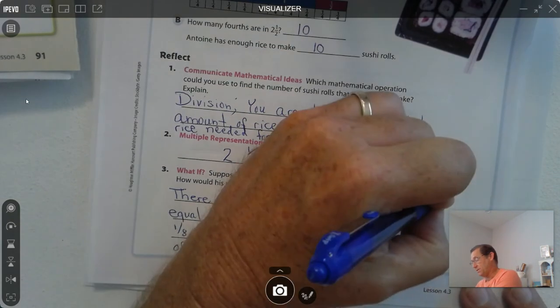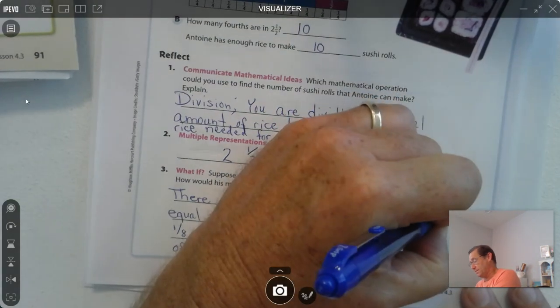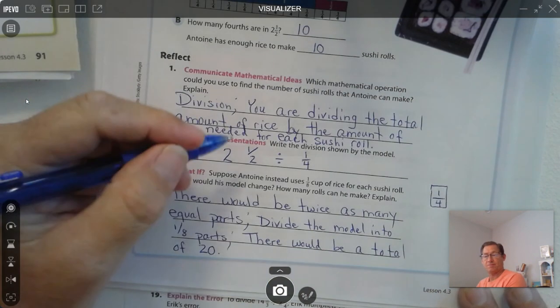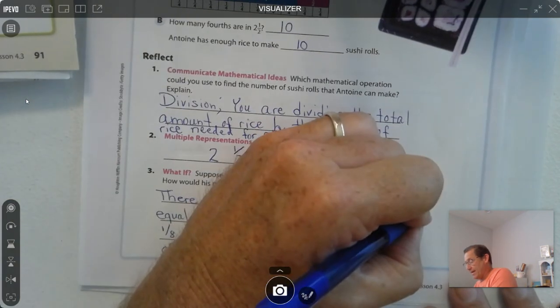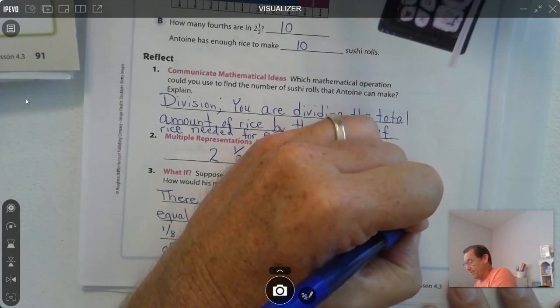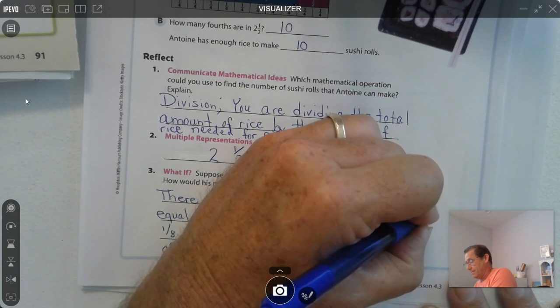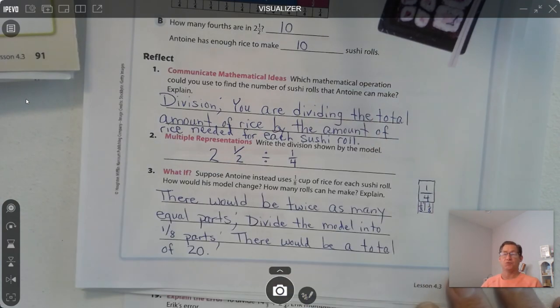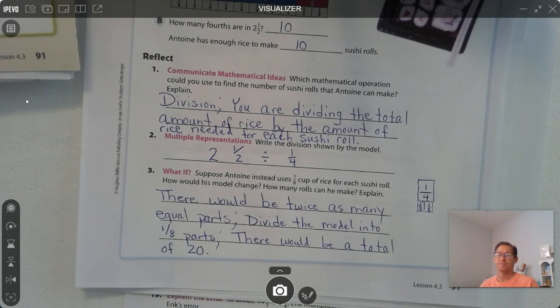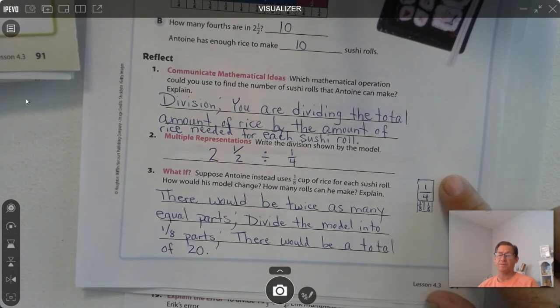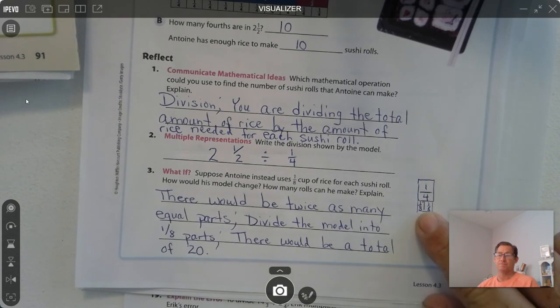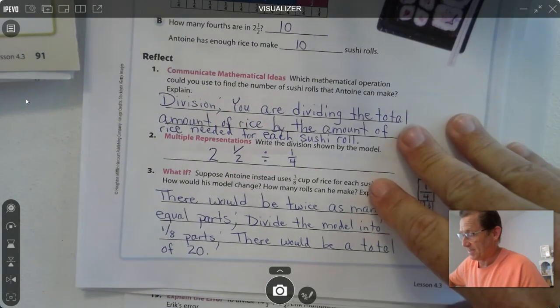Okay. Again, we can show it like this. So if we have a 1/4 piece, we'd have to break every 1/4 into 2 1/8. And so we had 10 1/4. So 10 times 2, 20. All right, let's look at page 92.